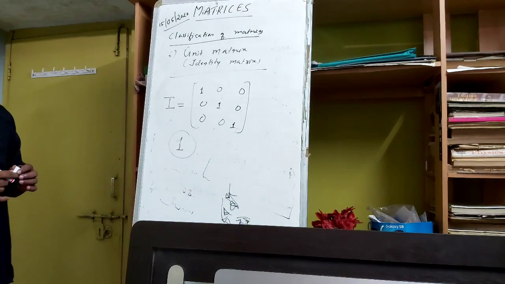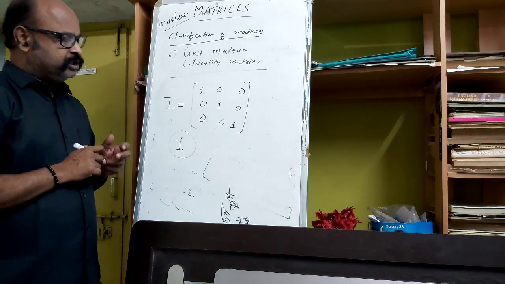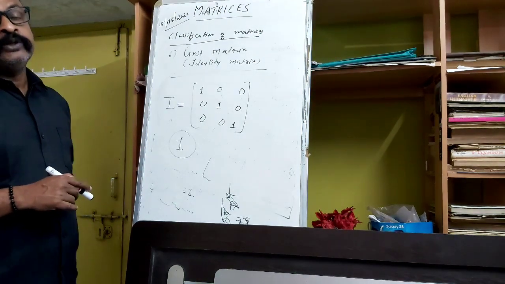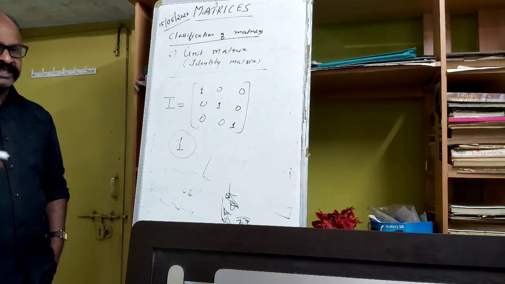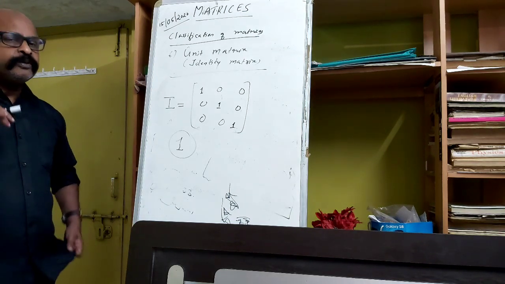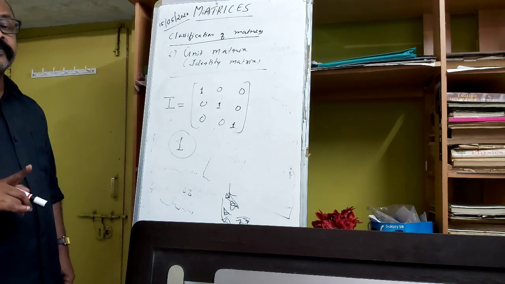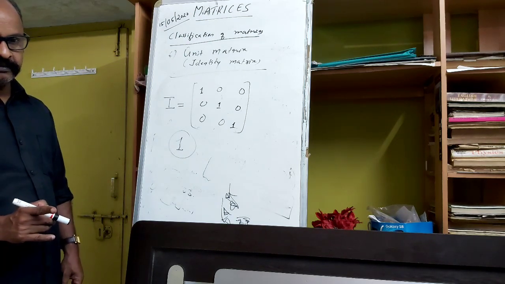so usually we use the letter capital I to represent such a unit matrix. So what is unit matrix? Matrix 1, 0, 0, 0, 1, 0, 0, 0, 1, an example. And what is the definition? A unit matrix is a diagonal matrix in which all the principal diagonal elements are equal to 1.